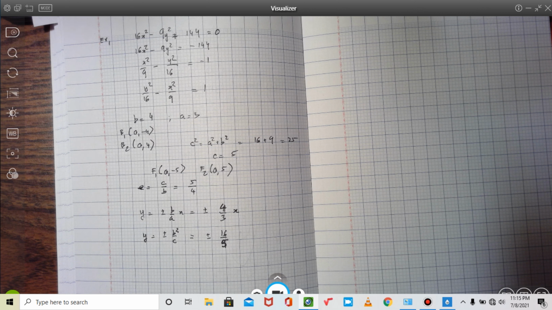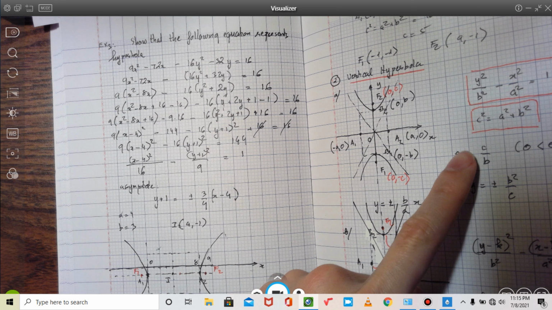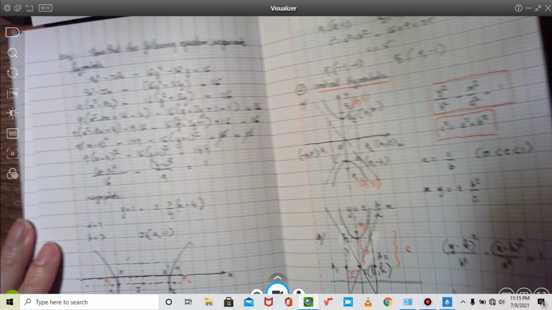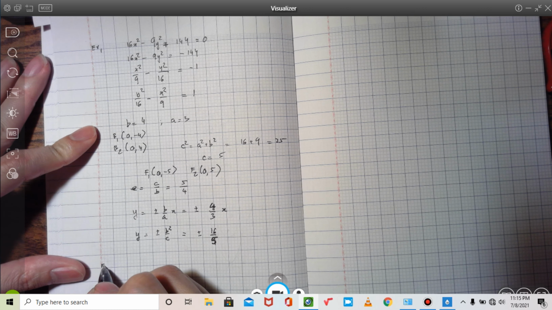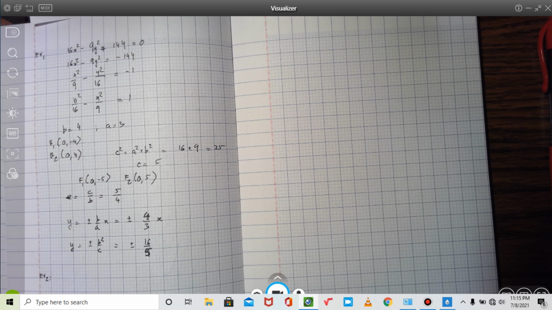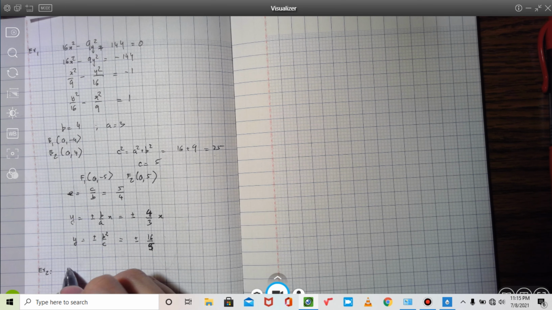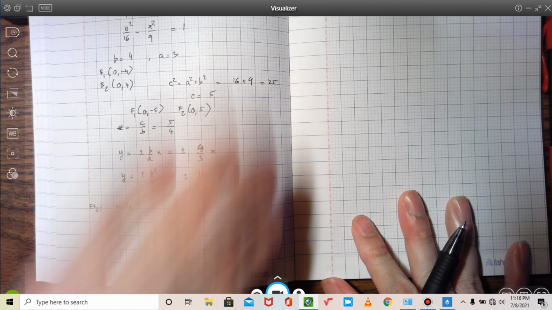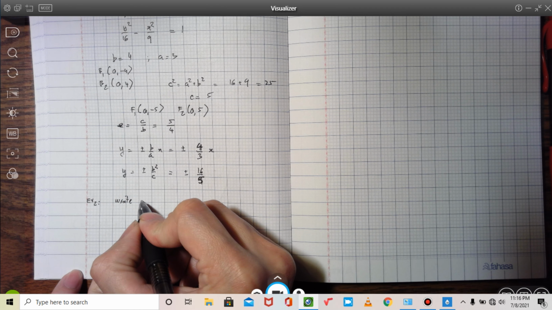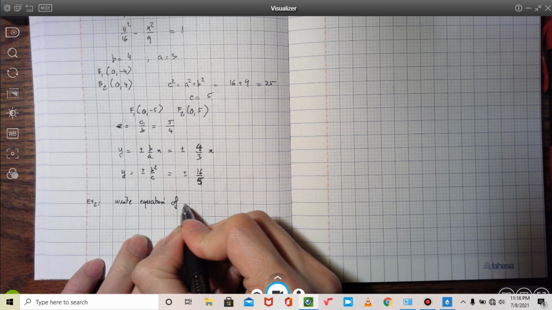Alright, so example number one is kind of simple. As long as you memorize all the properties here, then you can do it. Alright, on example number two, I will ask you to write the equation. Okay, let's see. All right, how about this? Equation of hyperbola.